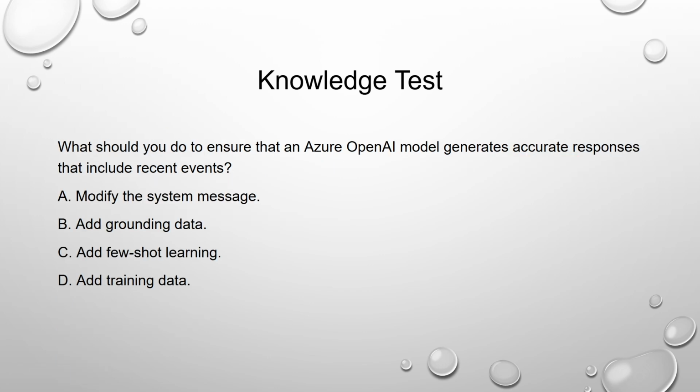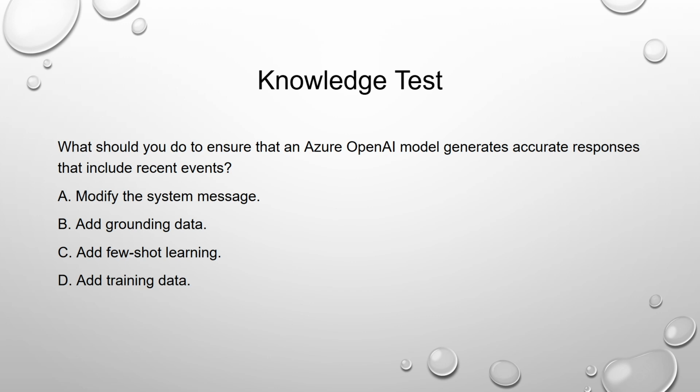Then what should you do to ensure that an Azure OpenAI model generates accurate responses that include recent events? So one is modify system message. We know what is system message. It is setting the context for our model. So that wouldn't help to include accurate and most recent events. So we can exclude that. Then we know what is few shot learning. It is a prompt engineering technique and we have seen that. Then again add training data. So again we have seen that we can add training data to the model. It can be file from search resource, blob storage, etc.